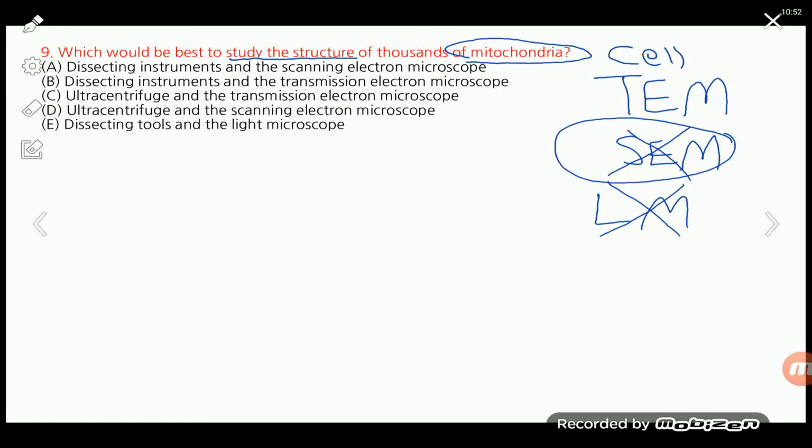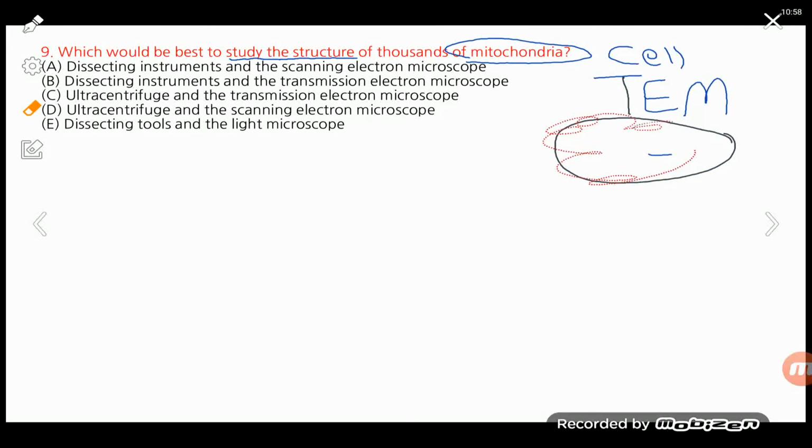So the only way that we can study them is by using transmission electron microscope. Okay, so the only way, as I told you, in order to study is transmission electron microscope. Let's just read the possible answers that we have. Dissecting instruments and scanning electrons. Scanning cannot be used, guys. We have to eliminate them. We have to skip the answers that don't have any relation. So ultracentrifuge and scanning, they are not used.